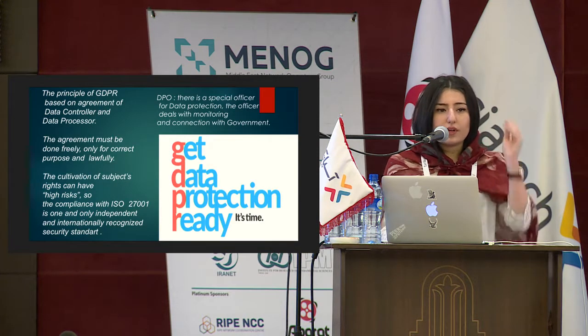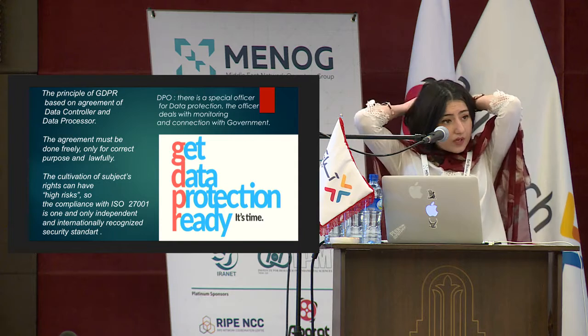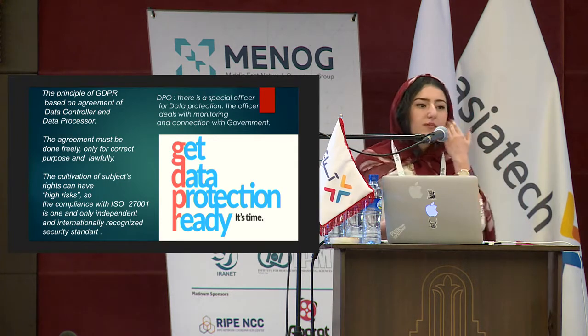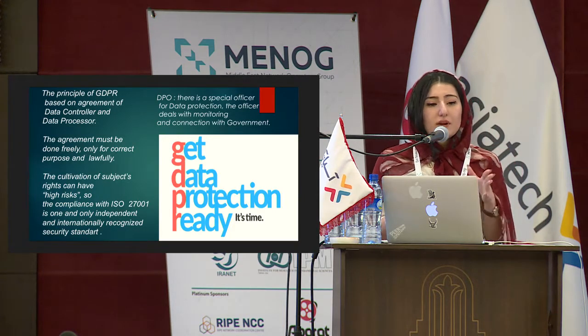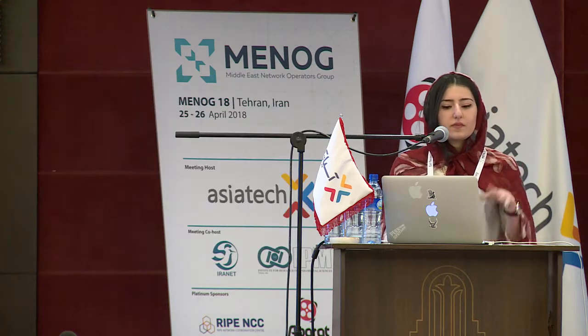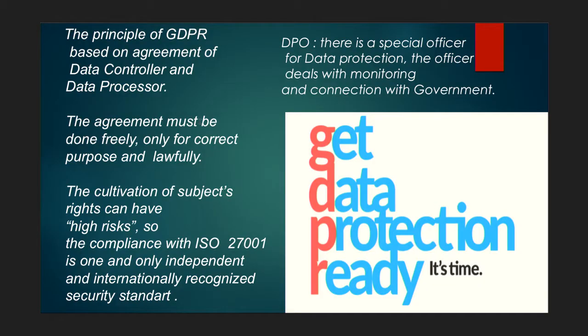And also, we have already mentioned GDPR's principles, but you may now be interested in how the GDPR is working. The GDPR is based on an agreement where one part is the data controller, the other part is the data processor. The agreement must be made freely at first, only for correct purposes and lawfully. The cultivation of subjects' rights can have high risks, so compliance with ISO 27001, the one and only independent and internationally recognized security standard, is needed. And the GDPR should be compliant with this ISO.